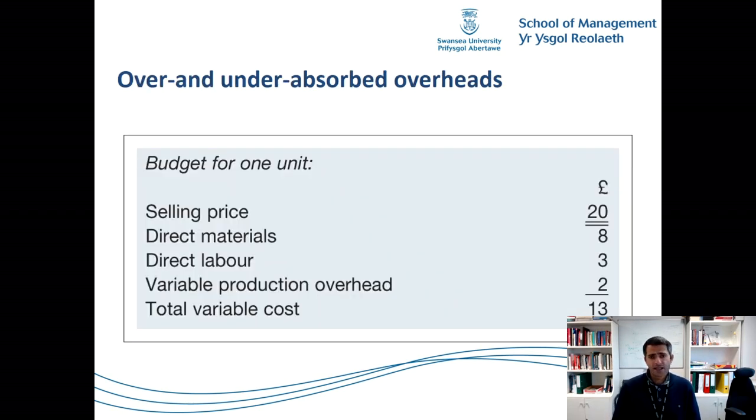If you look at here, you will see that the selling price per unit is £20. We have the direct material per unit £8, the labor cost per unit £3, and the variable production overhead per unit £2. So if you add them together, that comes to £13 per unit, and this is the variable cost per unit, or we call it the product cost per unit using variable costing method.